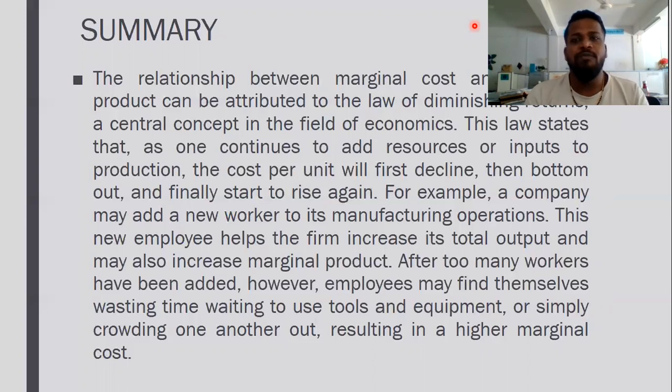Finally it starts to rise again. For example, a company may add a new worker to its manufacturing operations. The new employee helps the firm increase total output and may also increase the marginal product. After too many workers have been added, however, the employees may find themselves wasting time waiting to use the tools and equipment. Capital is limited, isn't it? In the short term, if there are more employees, the productivity of the employees will be very low. That means it is an additional cost to the company.